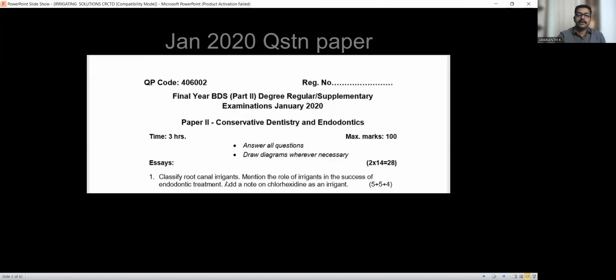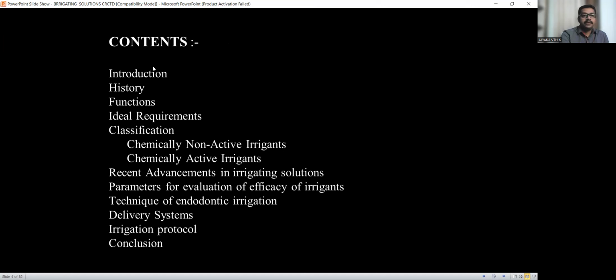So these are the points I would like to discuss today. Introduction, history, functions of root canal irrigants, ideal requirements of root canal irrigants, classification of root canal irrigants, under which you have chemically non-active irrigants, chemically active irrigants, recent advancements in irrigating solutions, parameters for evaluation of efficacy of irrigants, technique of endodontic irrigation, then irrigation delivery systems, irrigation protocol, then conclusion.